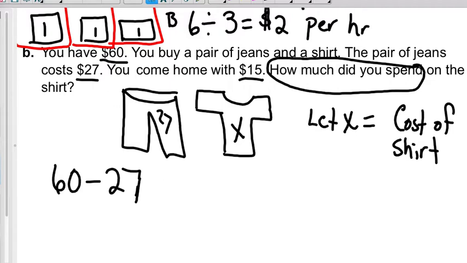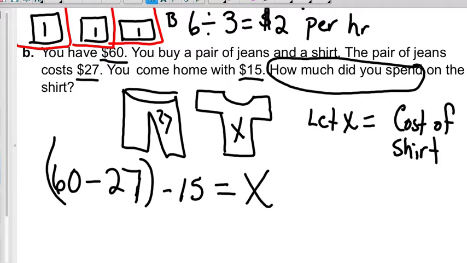60 minus 27 equals what? What's it going to have to equal? Braden. It's going to have to equal 33 and then minus 15. Oh, I need to subtract 15 from that? So you want me like this? Oh, that equals my x? Okay, so you're saying, and you said that's 33, right? Minus 15. So what's the price of the shirt? $18.